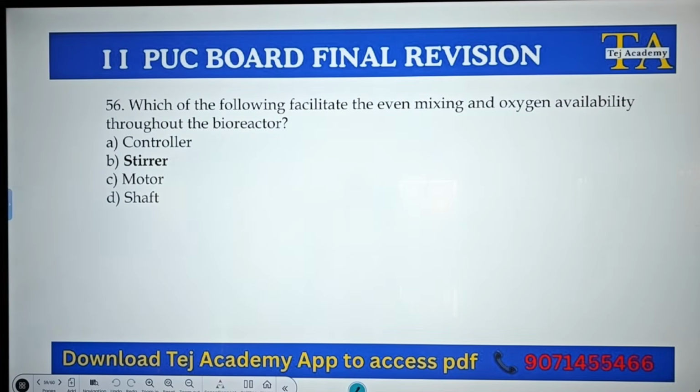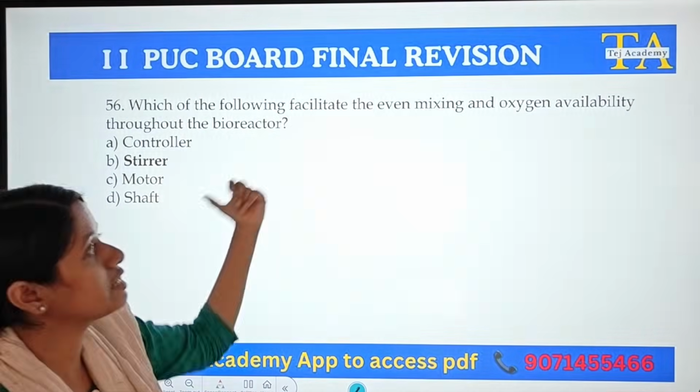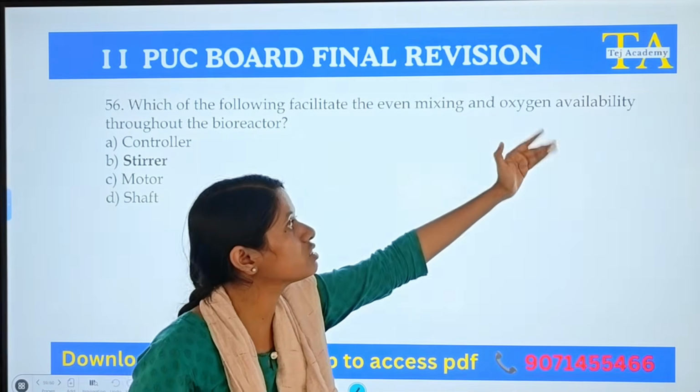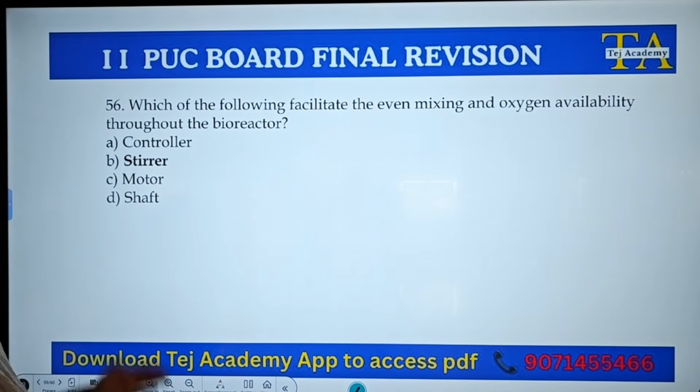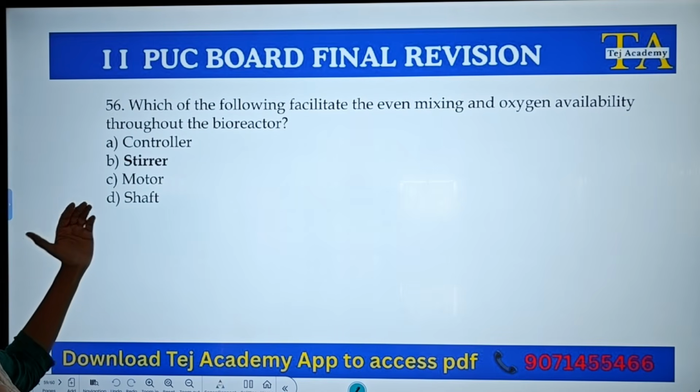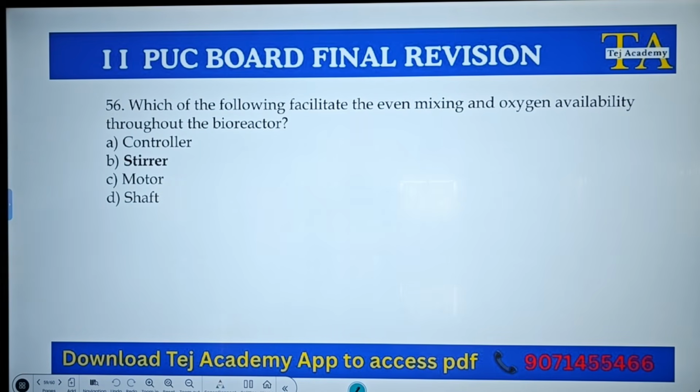This question is, which of the following facilitate the even mixing and oxygen availability throughout the bioreactor? And options given are controller, stirrer, motor and shaft. Okay, the correct answer is stirrer.